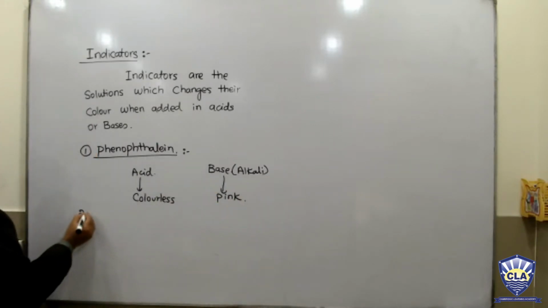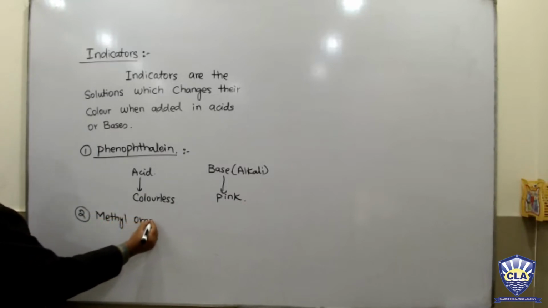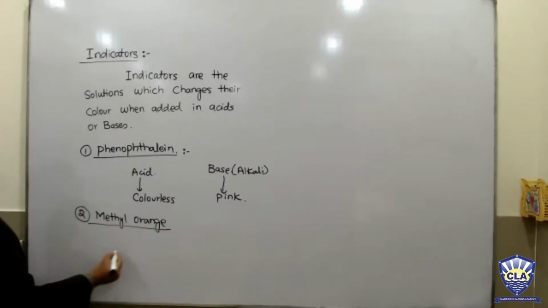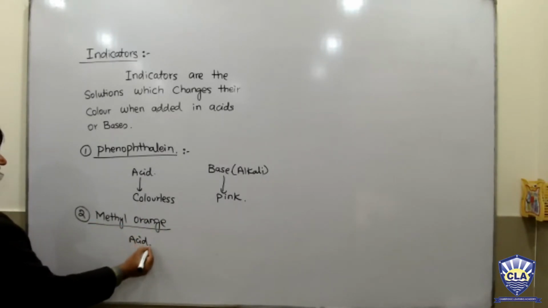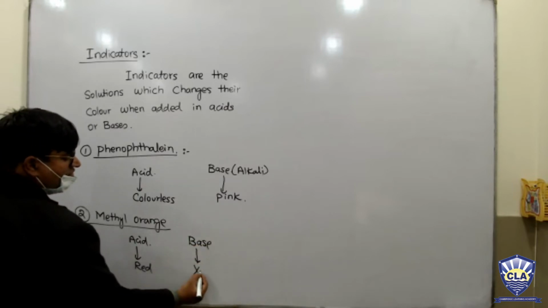Okay, the second one is methyl orange. Methyl orange in acid is red. In base, it is yellow in color.